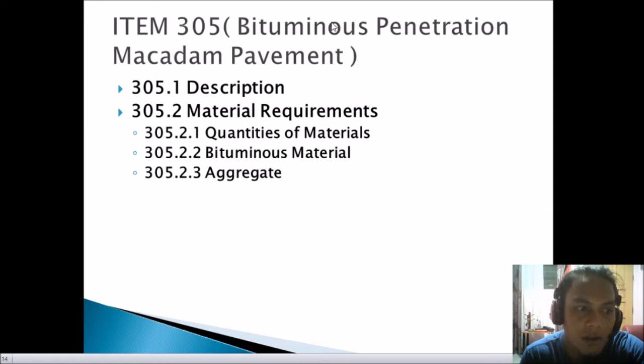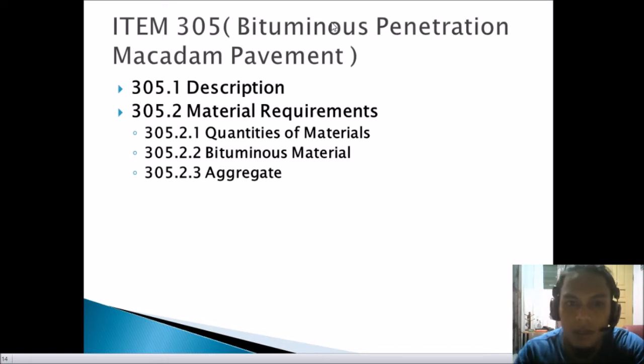All aggregates shall consist of clean, tough, durable fragments, free from excess of flat, soft, or disintegrated pieces, and free from stone coated with dirt or other objectionable matter which will prevent adherence of the asphalt to the aggregates. Natural gravel may be used for cover material. Gradation shall conform to Table 305.2.